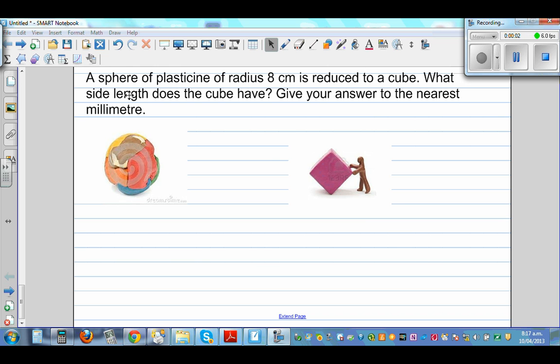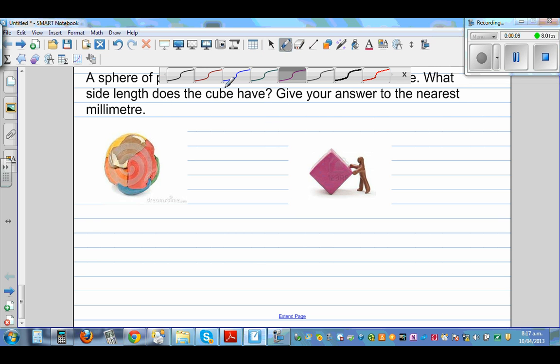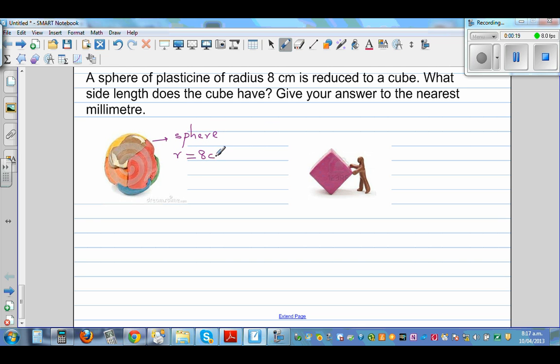A sphere of plasticine of radius 8 centimeters is reduced to a cube. So now this is a sphere, a plasticine sphere of radius 8 centimeters. Now what you do is, from the sphere you're going to make a cube.